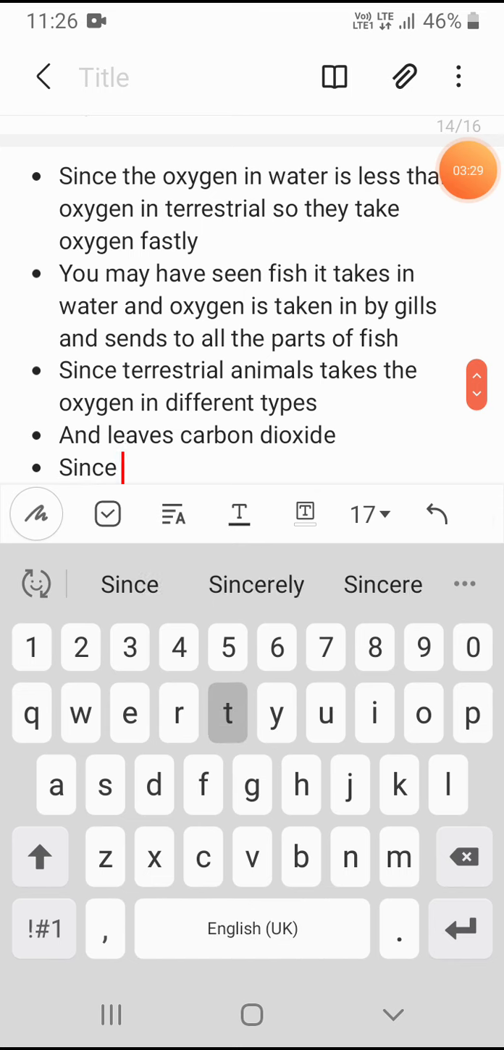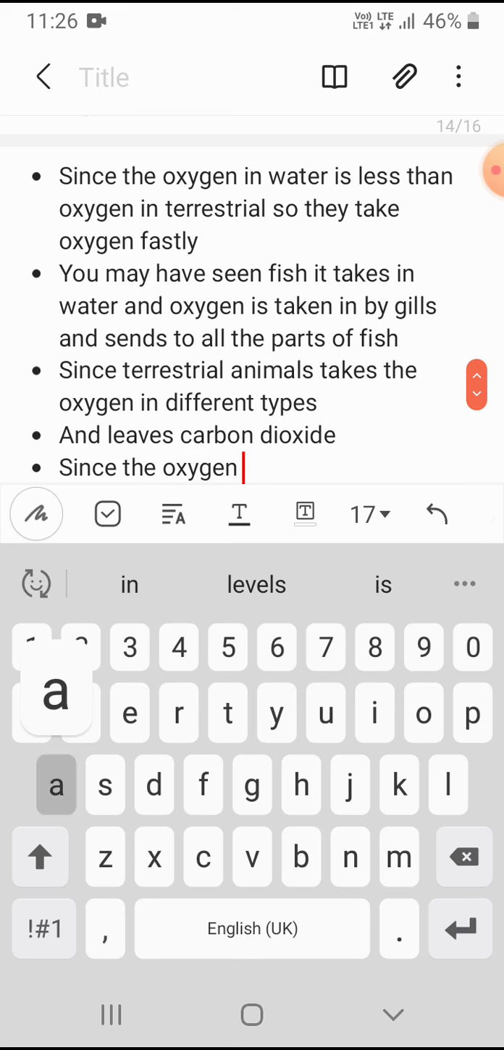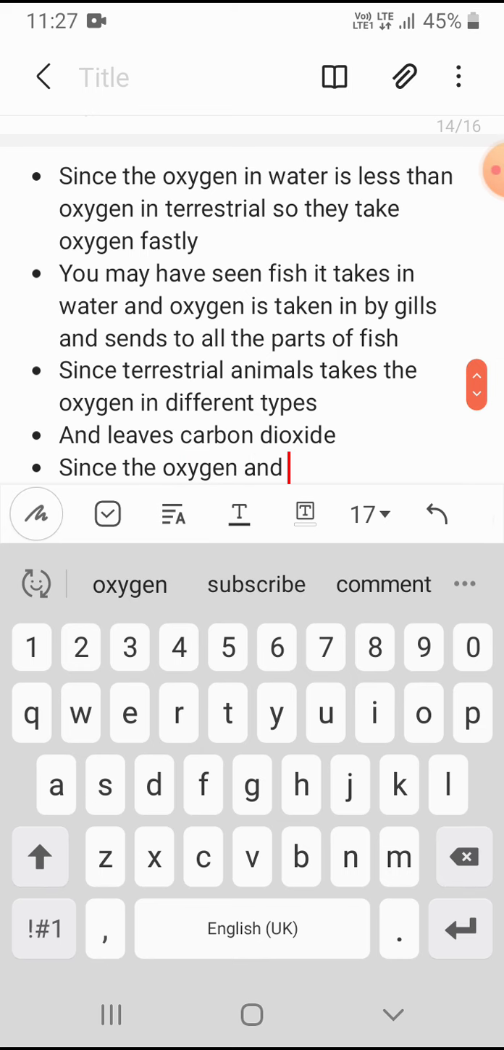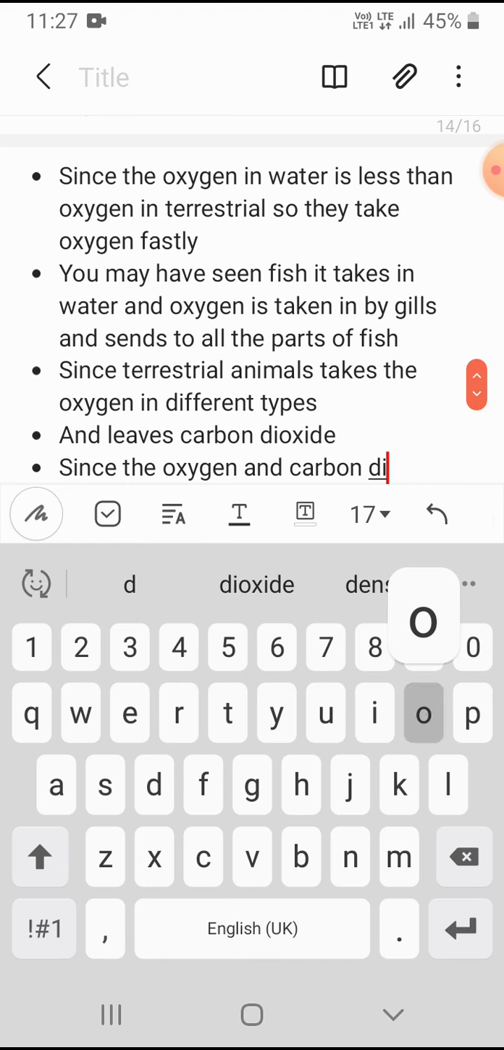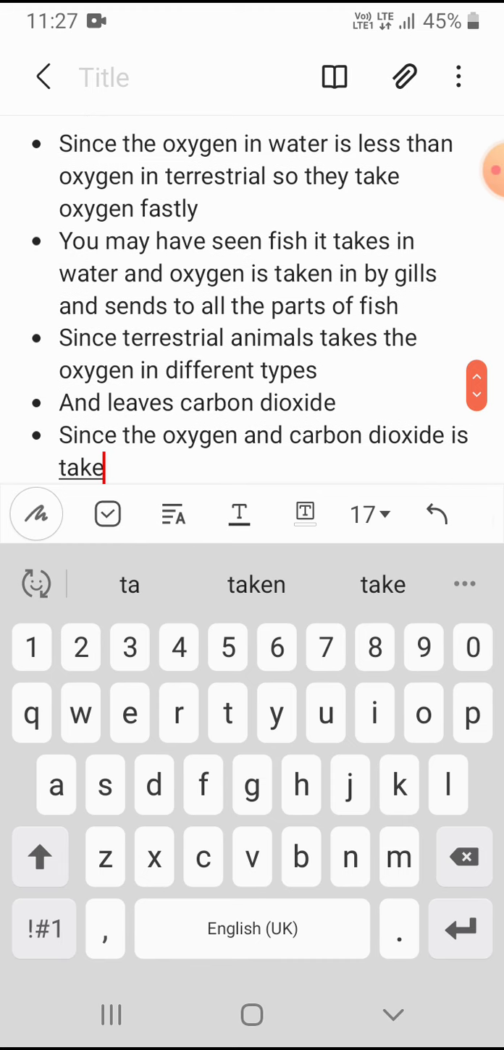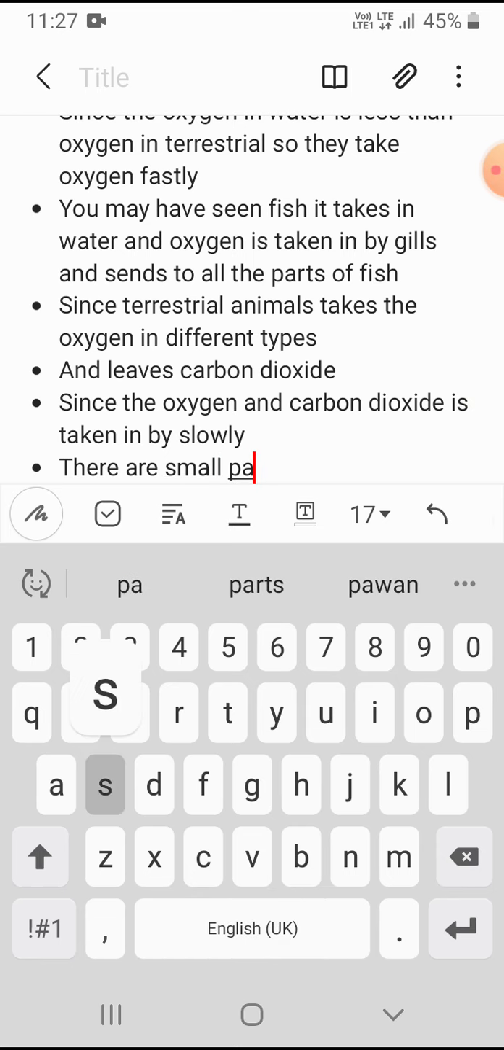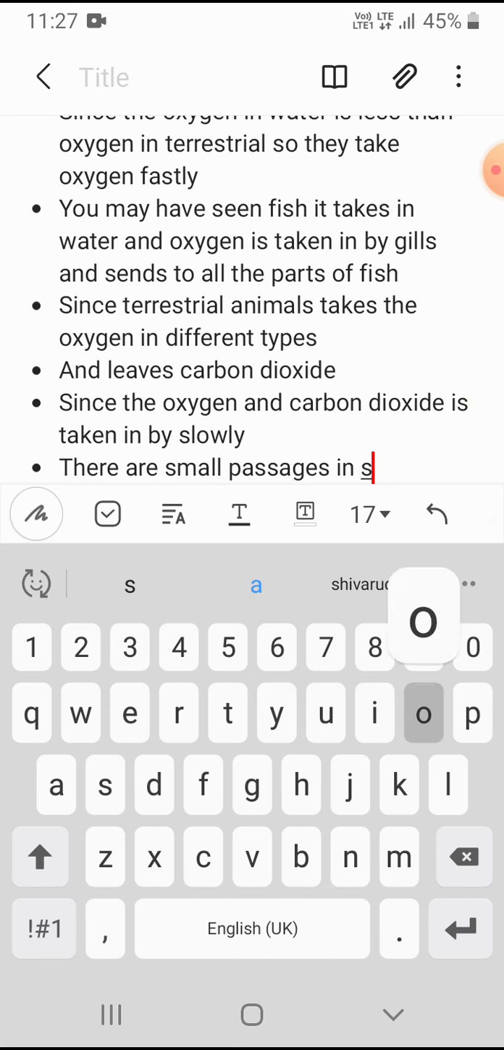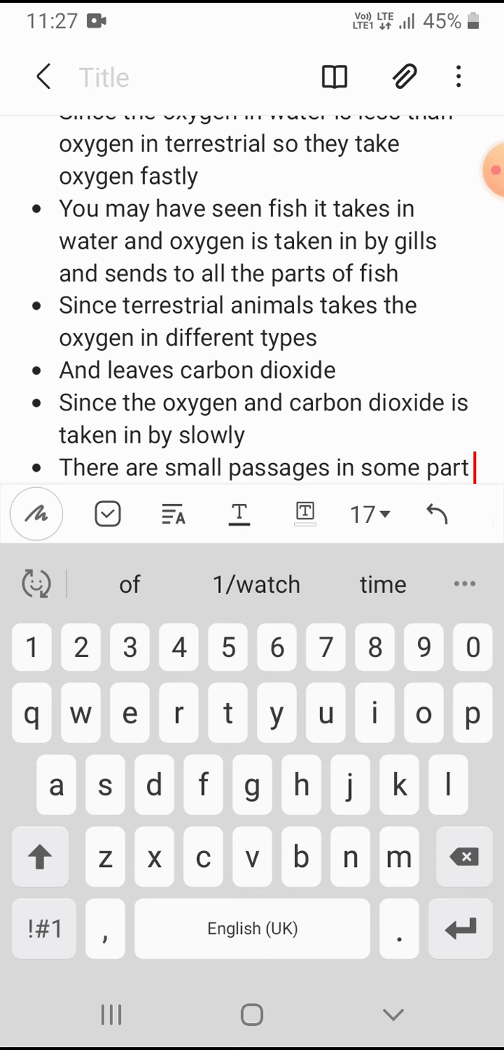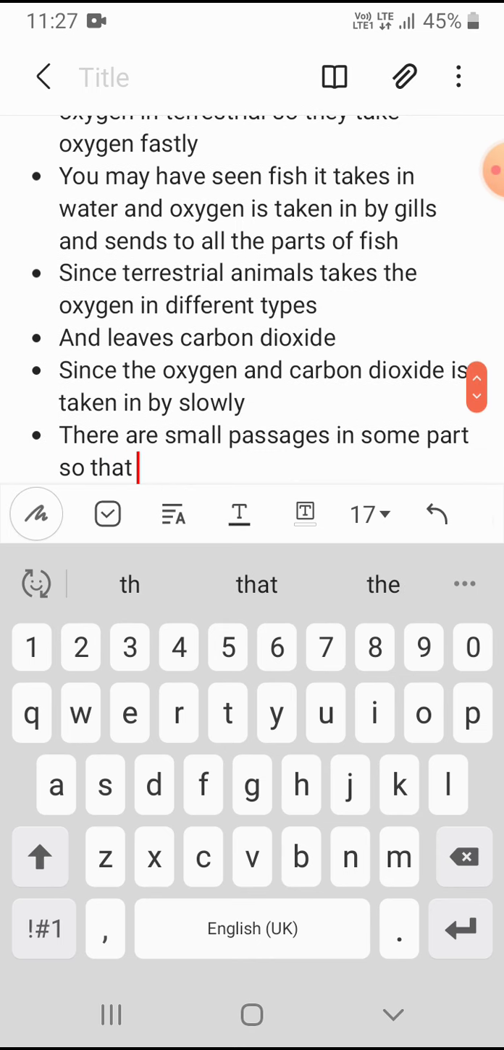Since oxygen and carbon dioxide are taken in slowly, there are small passages in some parts of the body so that it can take in oxygen easily.